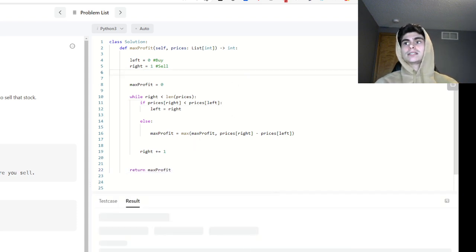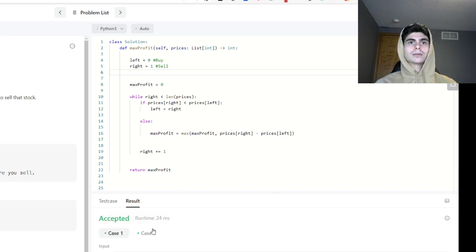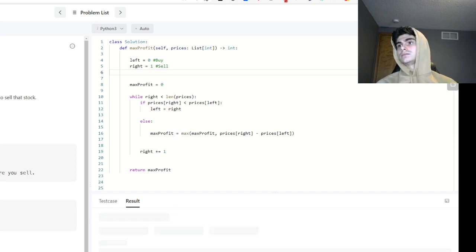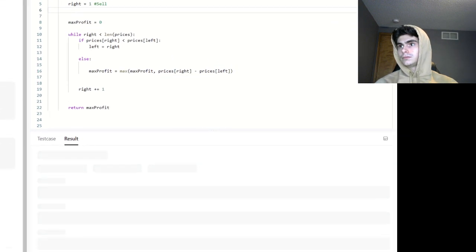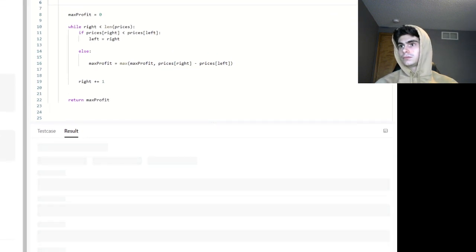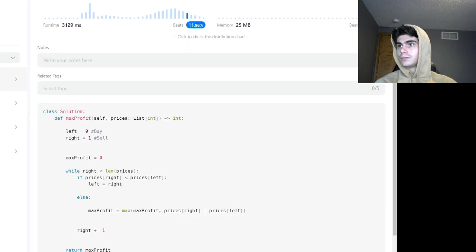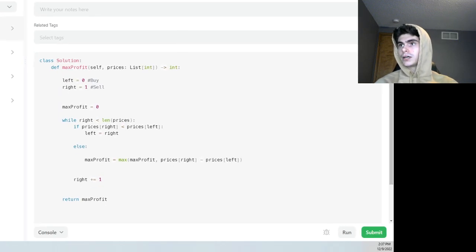And we'll run this and see if it passes. Yep, so our first two cases went through, and now we'll submit it to see if all the test cases pass on this. Let's see. Yep. So there you go.